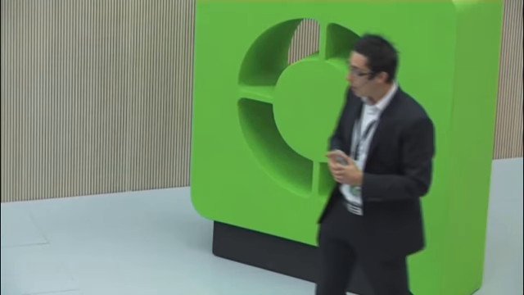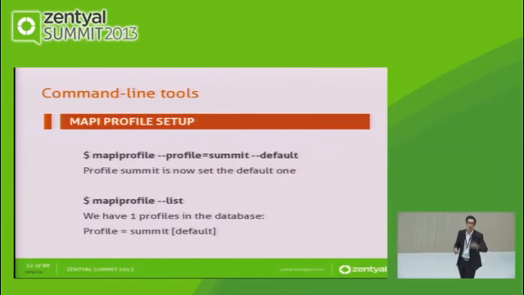Okay. Another tip: generally, when people are setting up an openchange profile, I prefer to set it as the default. This way, I never have to worry any longer about specifying the profile each time I'm doing it. So I'm just using mapiprofile --profile=summit and specifying the default flag, and it becomes the default one.